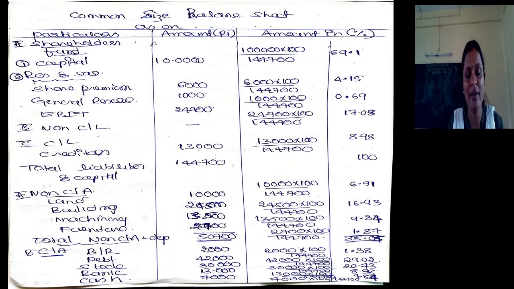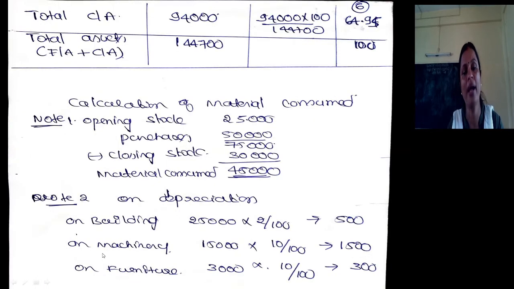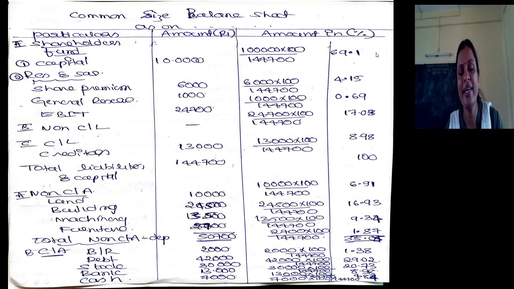So total non-current asset minus depreciation is 50,700. Liability, current assets: bills receivable, debtor, stock, bank, cash. Total current assets is 94,000. Total non-current asset plus current asset is total asset, which is 1,44,700. Once we arrive at total asset, consider it as 100. Then calculate each and every other item's relationship with this total assets.